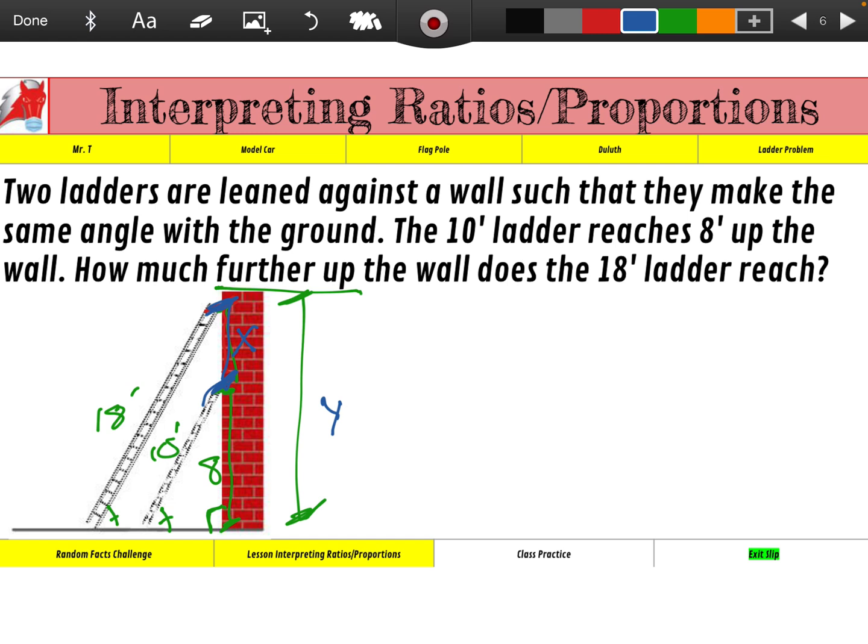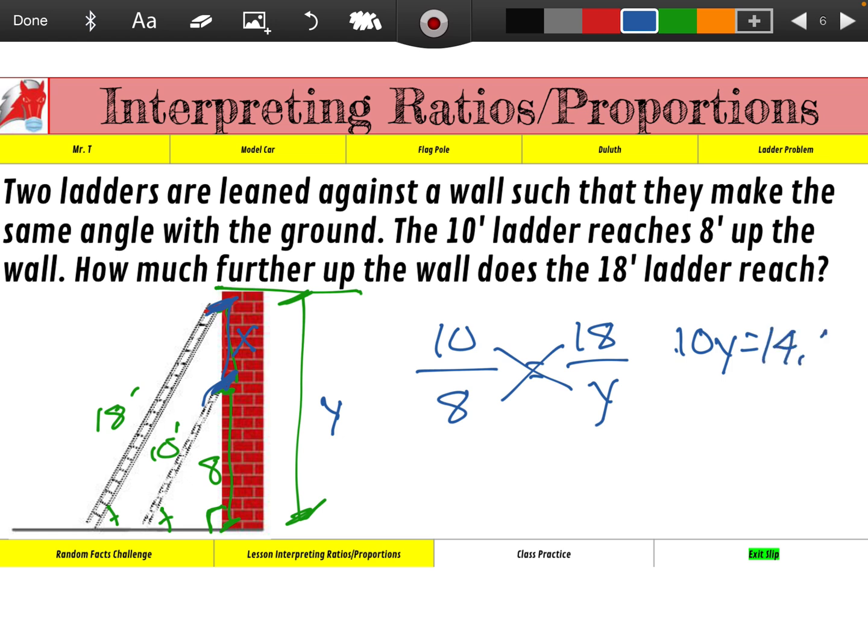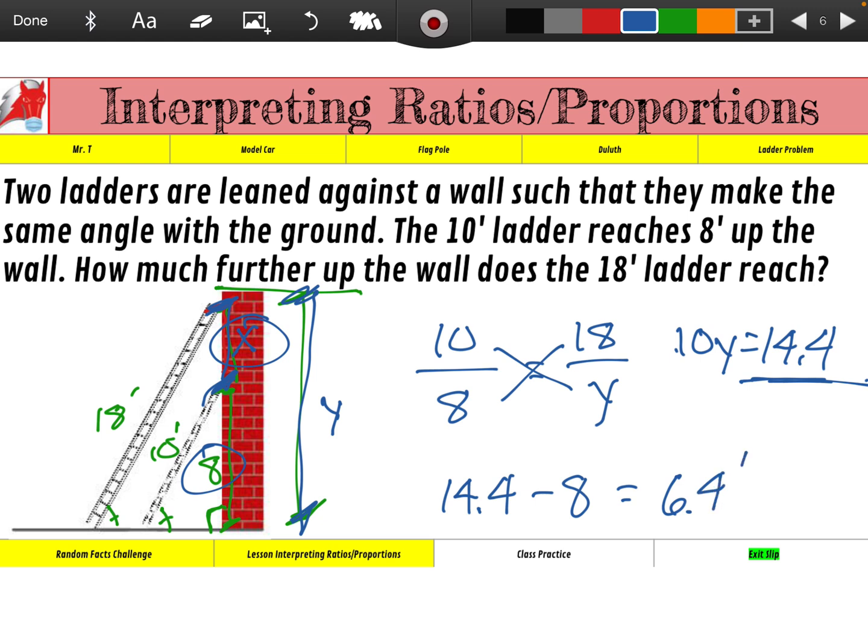Why not? So we know for the 10-foot ladder, I'm going 8 feet up. Well, if I have an 18-foot ladder, the question is how far am I going? I'm going to cross multiply here. We see we get 10y equals 14.4. That's feet, so that's this total distance up. Well, cool, now I have the total. If I want to find this piece, I simply take the 14.4 minus the other one to see how much further up I'm going. And I get a total of 6.4 feet.